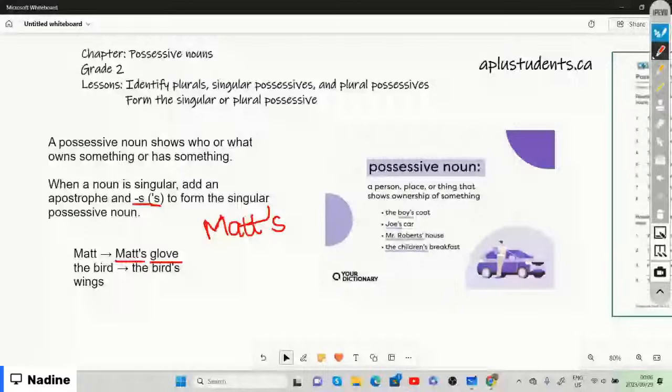The bird, right? So the bird is the noun. So if we want to make mention of the bird's wings, right? The beautiful wings of the bird. And then the wings, of course, are part of the bird. So then we can say the bird's wings. It is like writing bird, put an apostrophe and an S. Bird's wings.